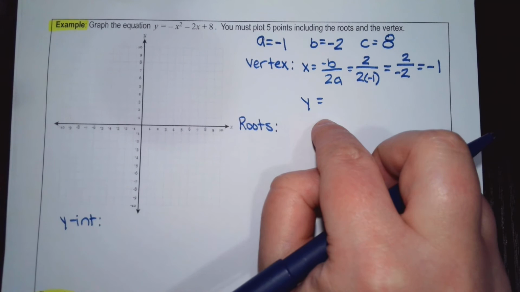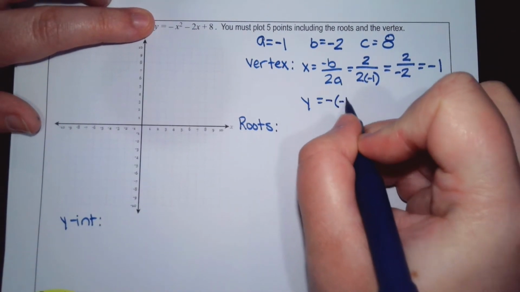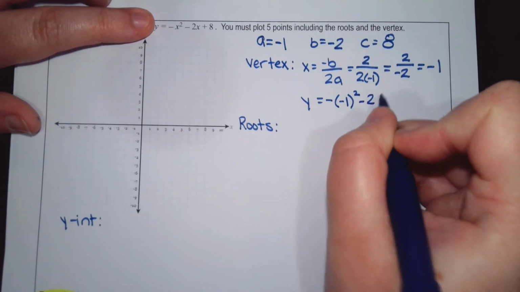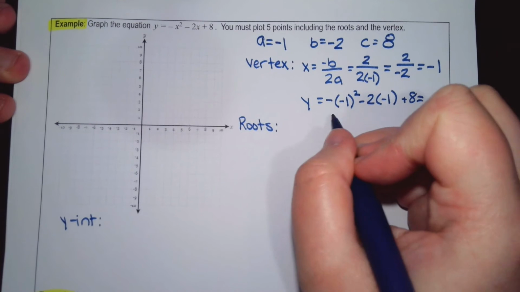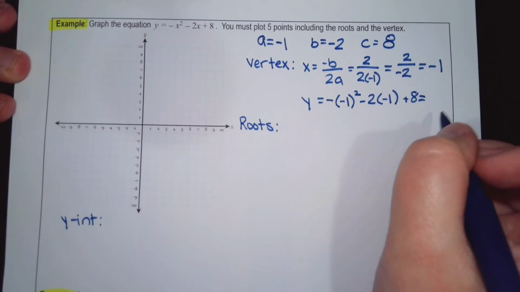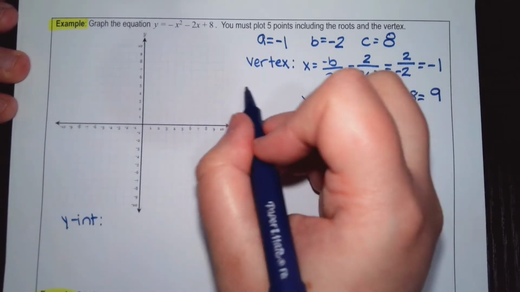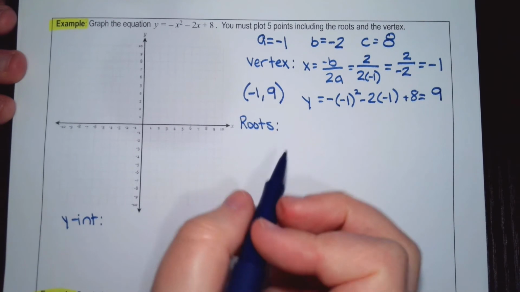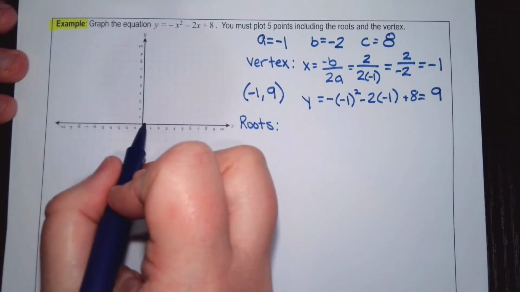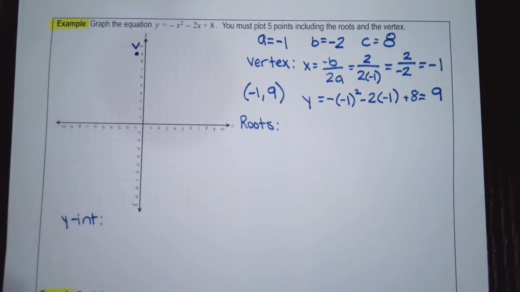We're now going to plug everything into the original. So negative 1 squared minus 2 times negative 1 plus 8. Remember, just plug everything you see here into your calculator, and we get 9. So our vertex is going to be negative 1, 9. I'm going to plot that right now. So negative 1, 9. Again, I'm going to label it with a V for vertex.